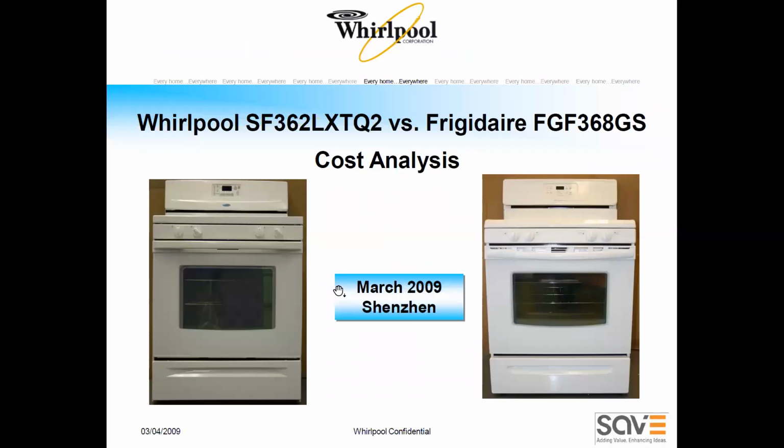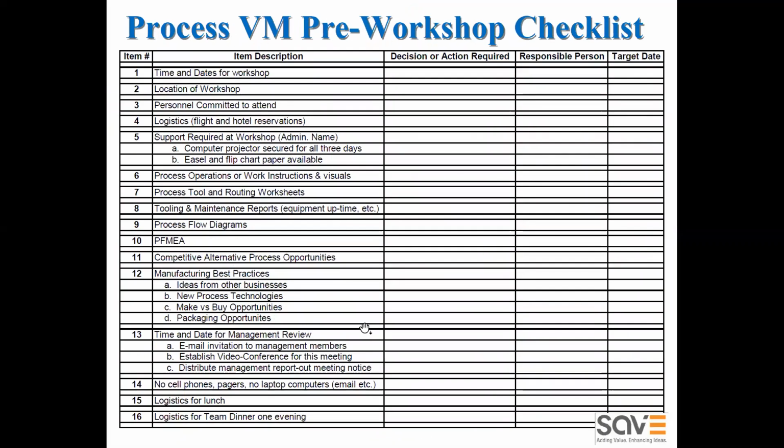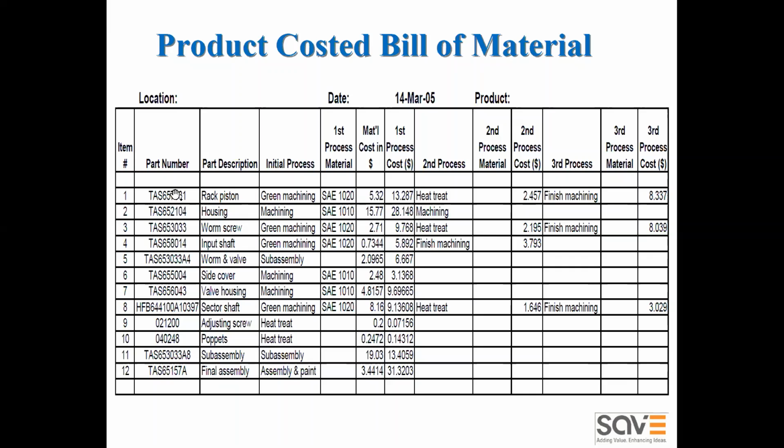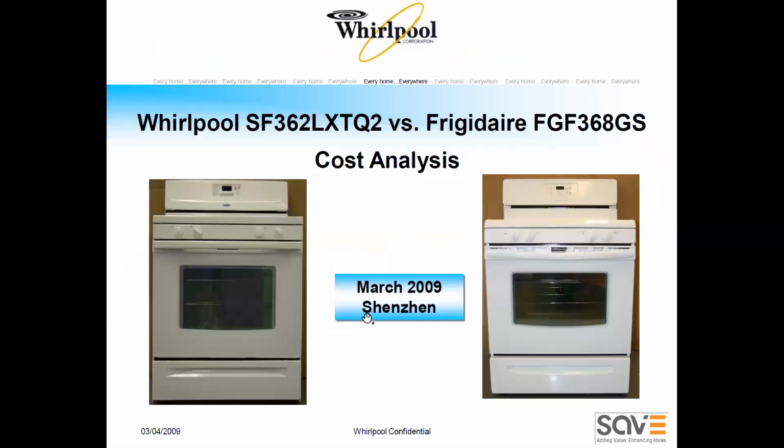a Whirlpool refrigeration equipment, where they're taking the individual part number, individual part description, what process is being used, what material is being used, what the cost is, material cost, process cost, and what the first process, second process, and third process cost are. Individually, you can also analyze it.